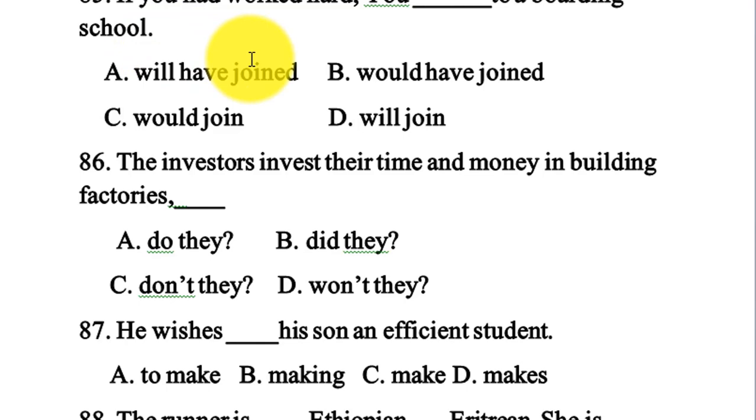If you work hard, you would have joined a boarding school. What kind of conditional is this? Conditional type 3. Why? Because the structure here is had plus the past participle form of the action verb work, had worked, which is past perfect.